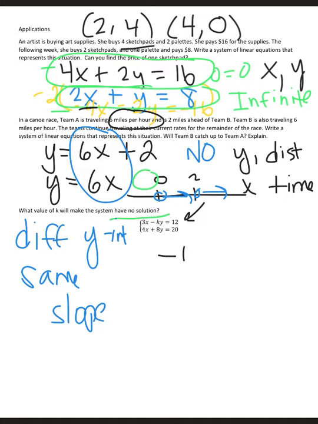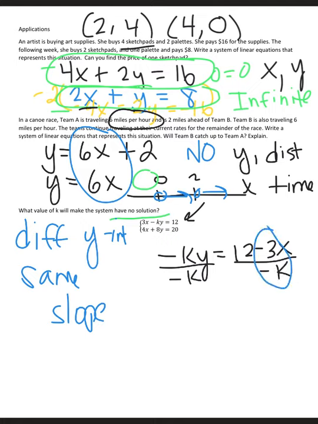So if I solve for y in equation 1, I get negative ky equals 12 minus 3x. Then I divide by negative k. My whole point is trying to find the slope of each line. So the slope of this line is negative 3 divided by negative k. Okay, that's the coefficient of x. So I'm going to write this slope is 3 over k. Okay, it is okay to have a slope not be a number. It can also be an expression.